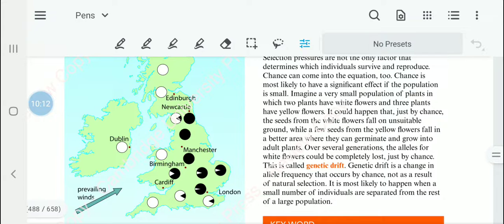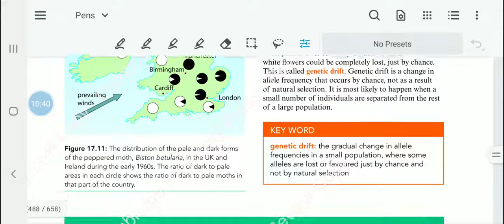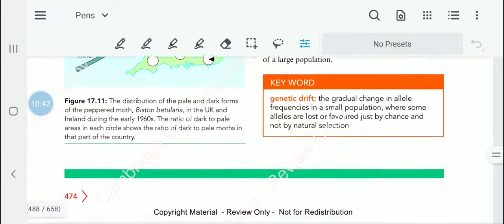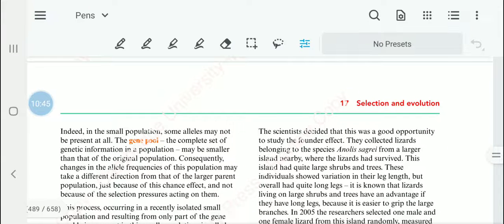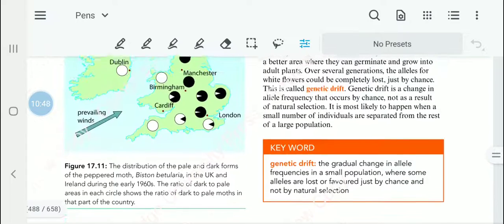Genetic drift is a change in allele frequency that occurs by chance. It does not happen as a result of natural selection. If there is only a small number of individuals that are isolated or separated from the rest of the large population, genetic drift might be a result of that. Write down a note on this.